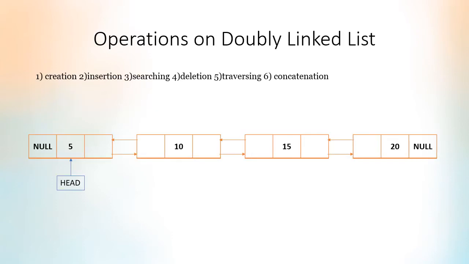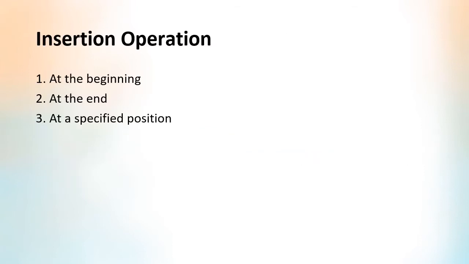The common operations on a doubly linked list are creation of a node, insertion of a node, searching for a particular key in the doubly linked list, deletion, traversing, and concatenation. In this video, we'll be discussing the insertion operation. Insertion can be done at the beginning of the doubly linked list or at the end or at any specified position in the doubly linked list.